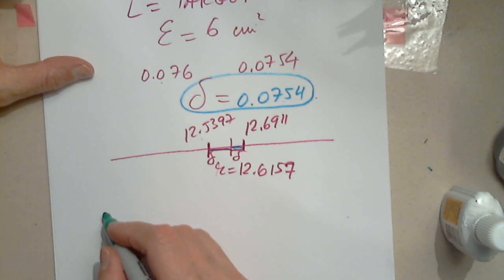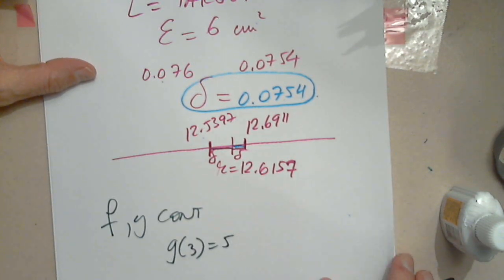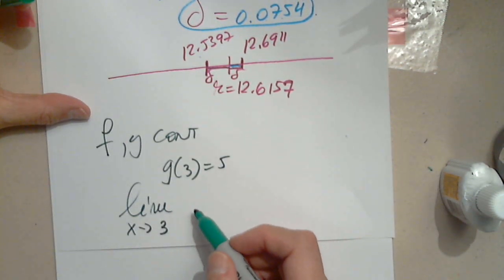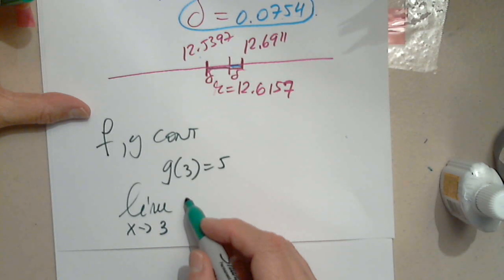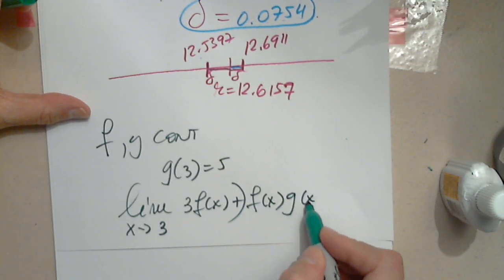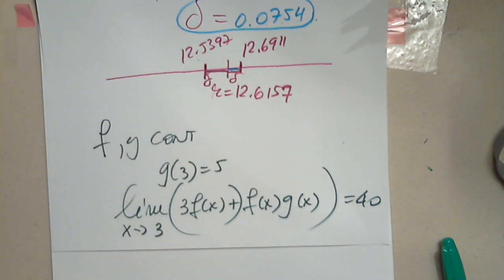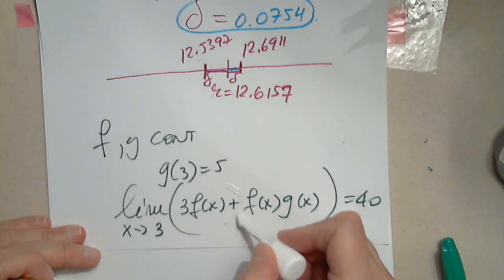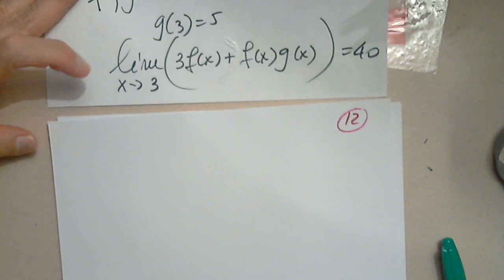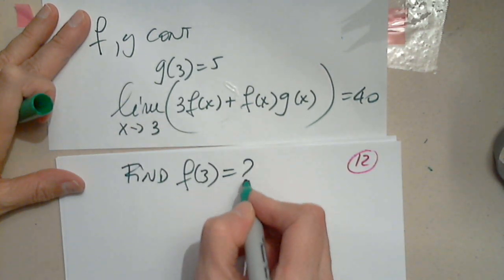So suppose f and g are continuous functions such that g of 3 equals 5, and the limit as x approaches 3 of the bracket 3 f of x plus f of x g of x equals 40. Find f of 3. Yes. Good.